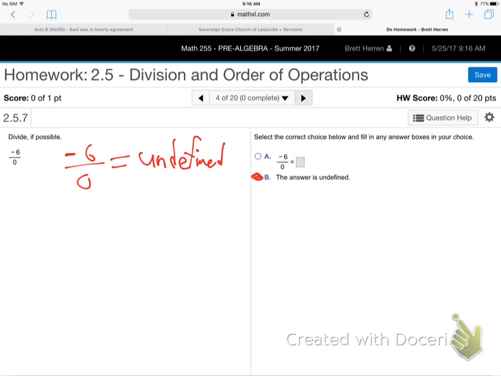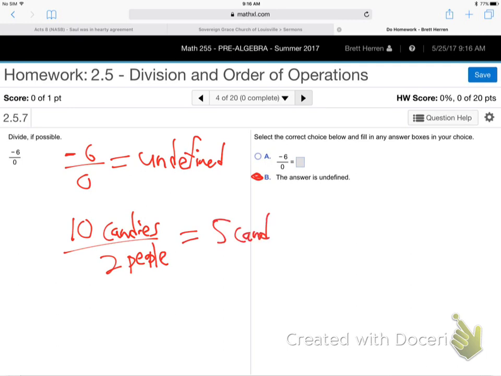What if I said, well, think about what a fraction really is. I've got 10 pieces of candy, 10 candies, and I'm going to divide it among 2 people. How many candies will each person get? 5 candies each, right? 10 candies divided among 2 people. So I'm just trying to make it real.